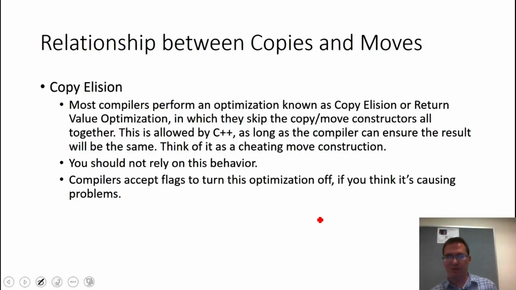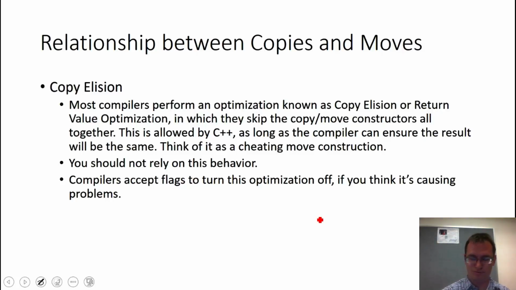Something known as copy elision or elision. I don't actually know how to pronounce it. It's also known as the return value optimization. And this is a cheater move by the compiler. They skip the copy/move altogether. And this is allowed as long as the compiler can ensure the result will be the same.